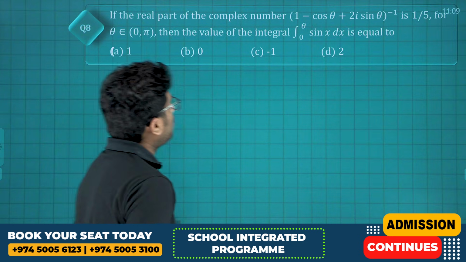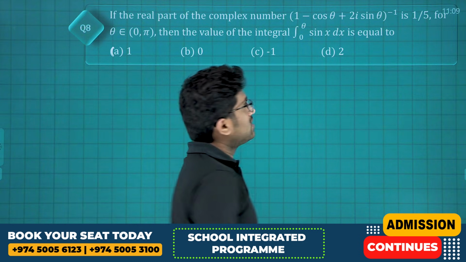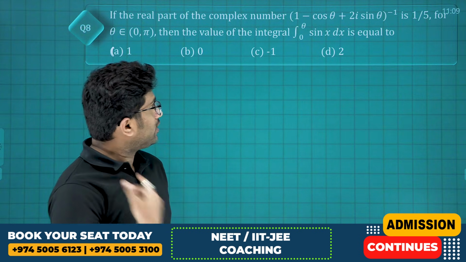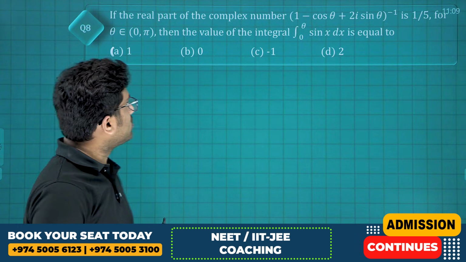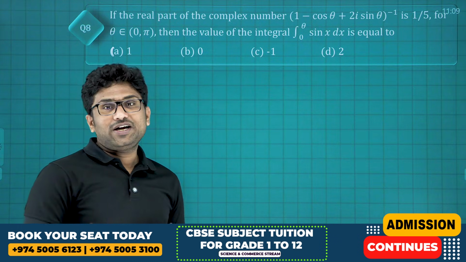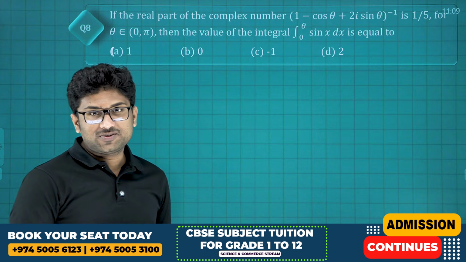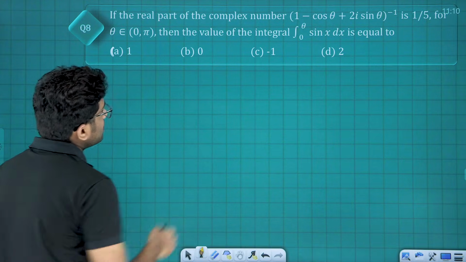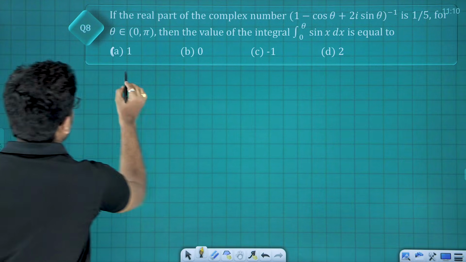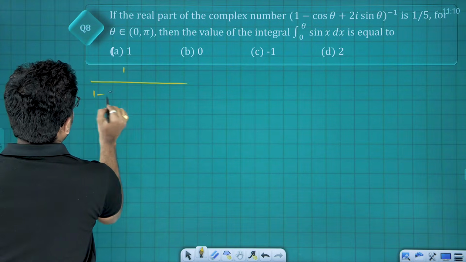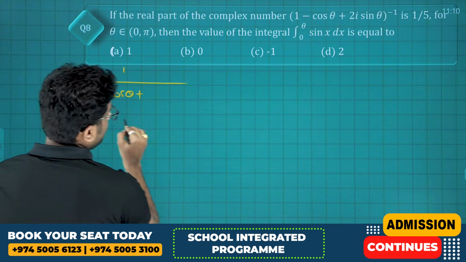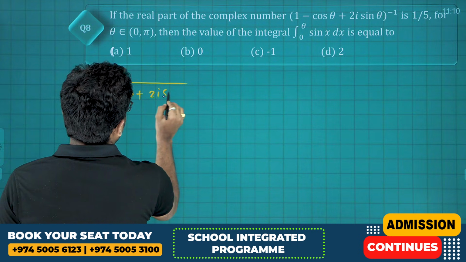The real part of the complex number 1 minus cos theta. See, it's a mixture of trigonometry formulae, complex numbers, and even definite integration also. Clear? See, let's first find the real part of that complex number. First, what is that complex number? 1 by 1 minus cos theta plus 2i sin theta.